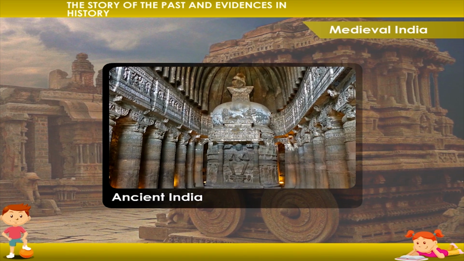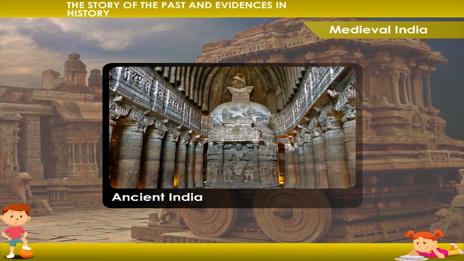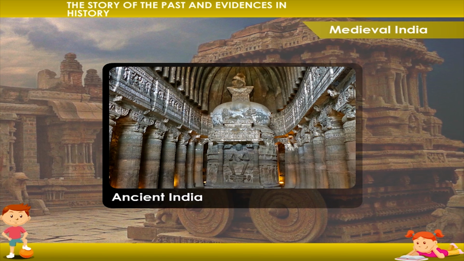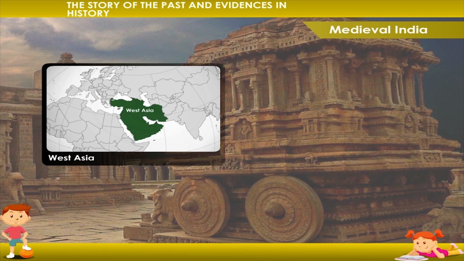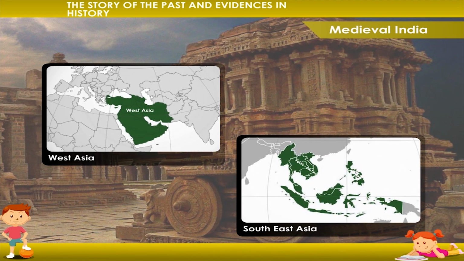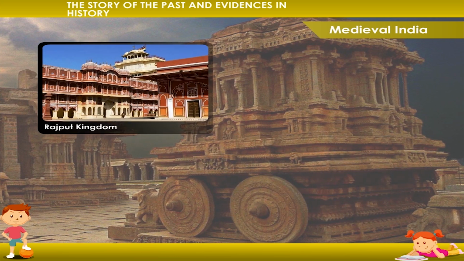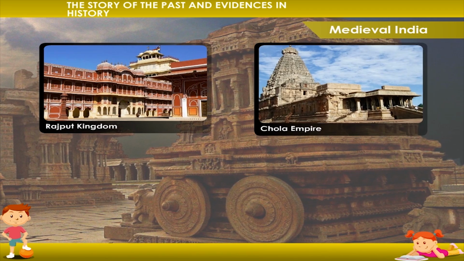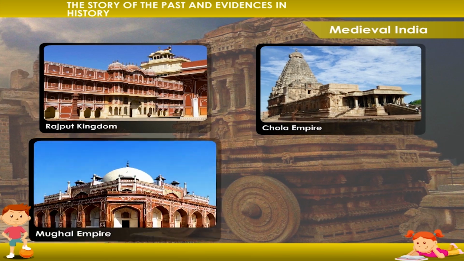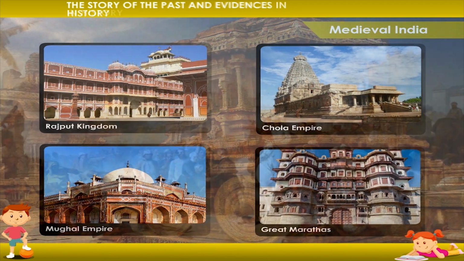There was a decline in trade that resulted in the growth of the town. But still it prospered due to trading with West Asia and Southeast Asia. The main empires during medieval India were the Rajput Kingdom, the Chola Empire, the Mughal Empire, and the Great Marathas.